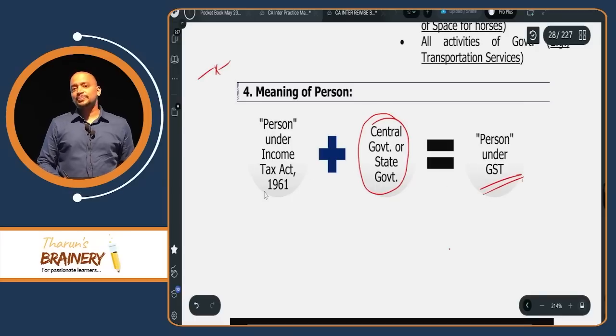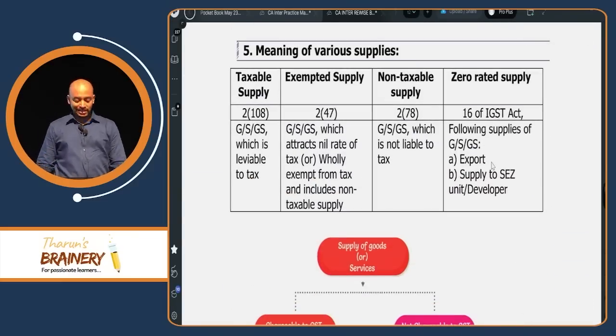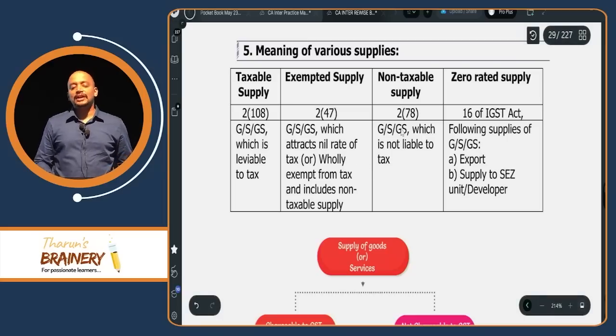In addition to that, other persons under Income Tax Act like individual, HUF, AOP, BOI, all those are also included in GST. Then next, meaning of various supplies you can see. We have taxable supply, exempted supply, non-taxable supplies and zero rated supplies. These are the 4 supplies. Zero rated already we know. What are zero rated supplies? Export of goods or services, supply of goods or services to SEZ is known as zero rated supplies.